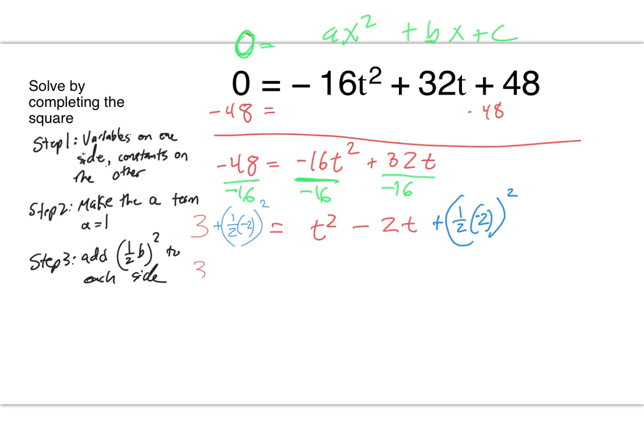On the left, I'll have 3 plus negative 1 squared. Negative 1 squared is positive 1. So 3 plus 1 is 4. On the right-hand side, I have t squared minus 2t plus negative 1 squared. And I'm going to leave it as negative 1 squared for a reason.